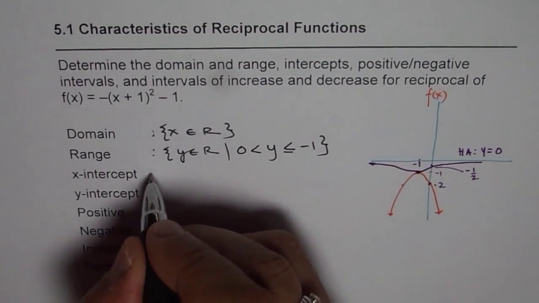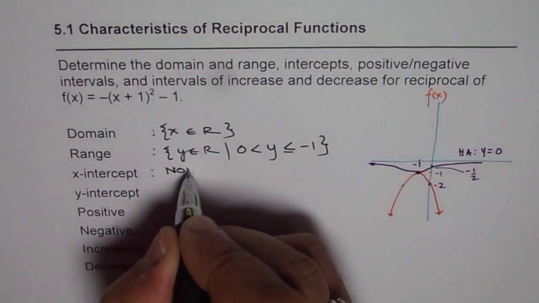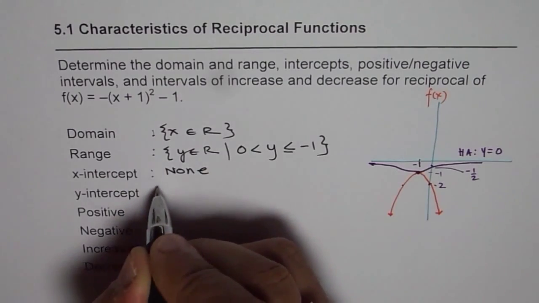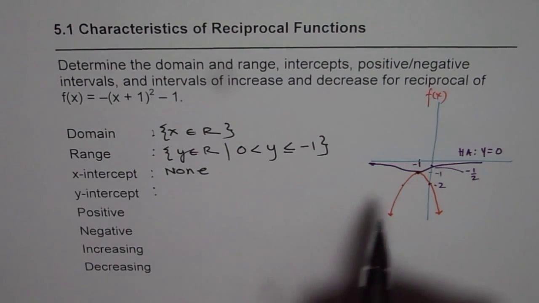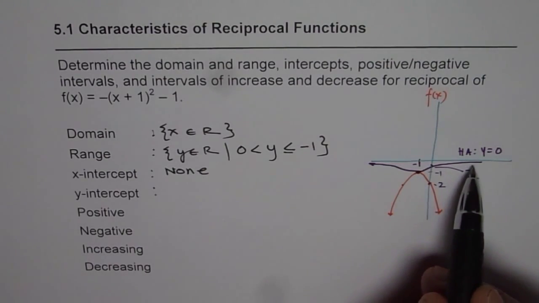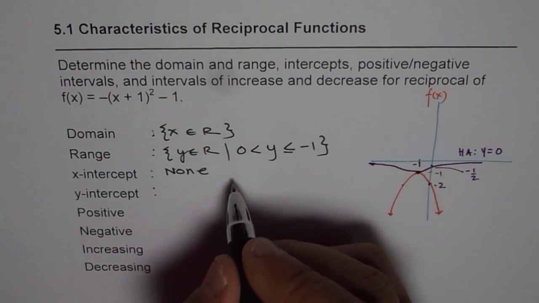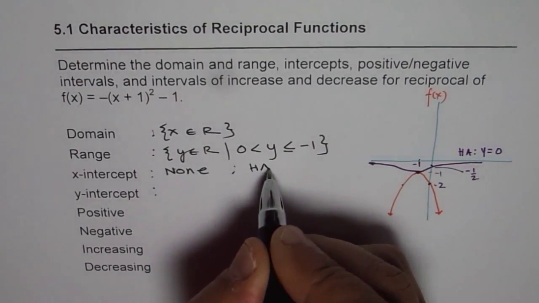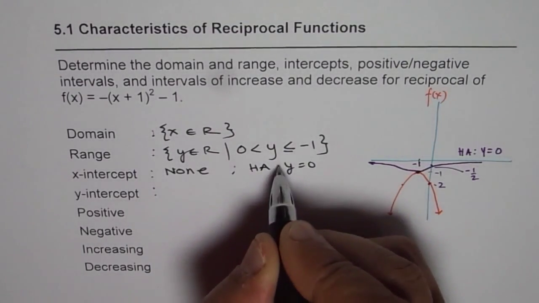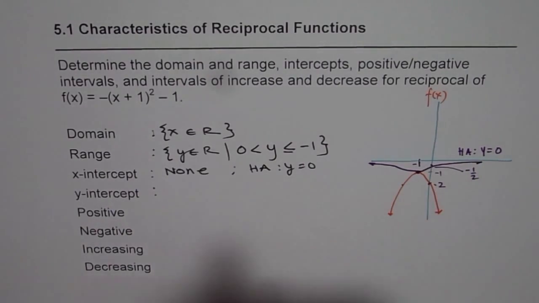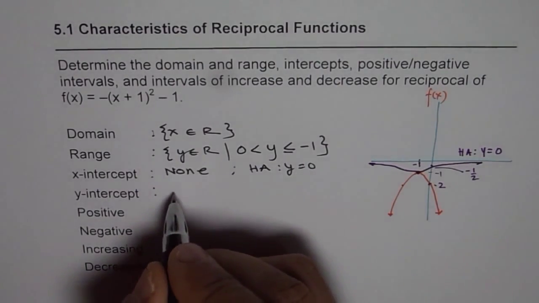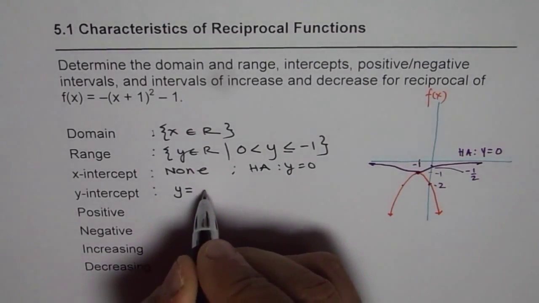X-intercepts? None, right? There are no x-intercepts for this reciprocal function. In fact, for all reciprocal functions, there will not be any x-intercept. Rather, there will be a horizontal asymptote, which is y equals 0, understand? So the function approaches, but never reaches it. The y-intercept for us is at y equals minus half.